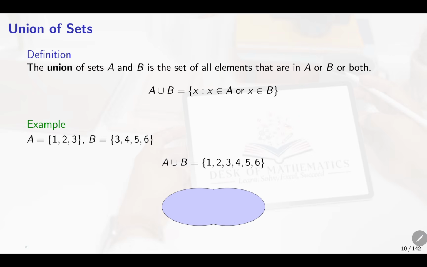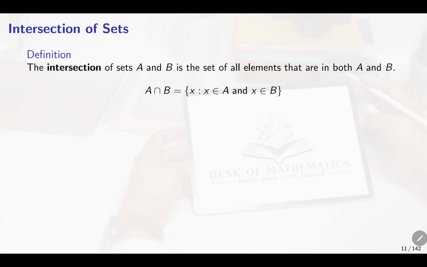So for example, if this is your set A and this is your set B, you have 1, 2, 3 and 4, 5, 6, because B also contains the 3, so this is A union B. Okay, so what is the intersection?